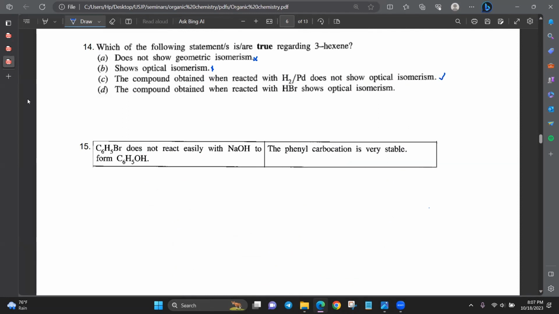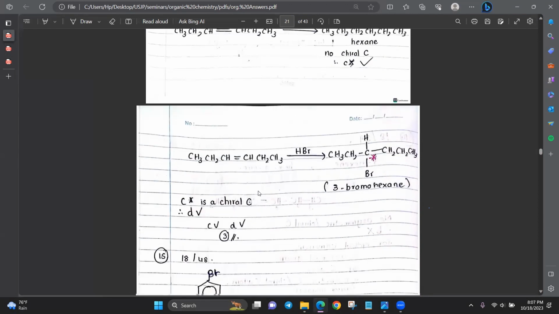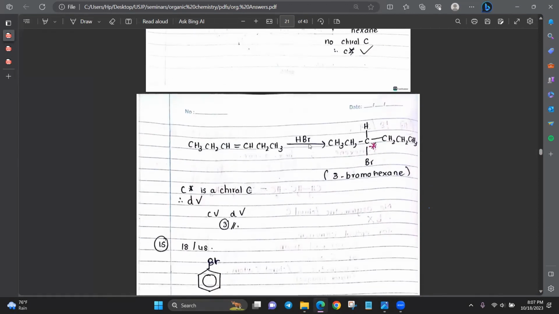Then we'll react this one with HBr. When this compound reacts with HBr, what happens? According to Markovnikov's law, hydrogen will get attached to the carbon which has more hydrogen. But in this compound, this carbon also has one hydrogen, and this carbon also has one hydrogen. So if it attaches to either of these, it will give the same molecule. So this is the molecule that it will be giving.